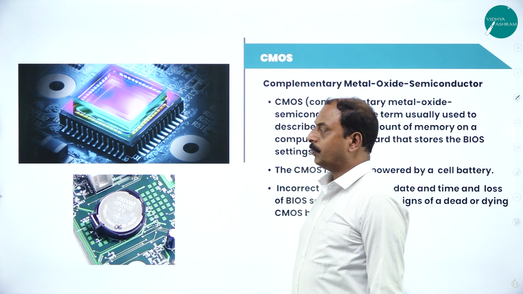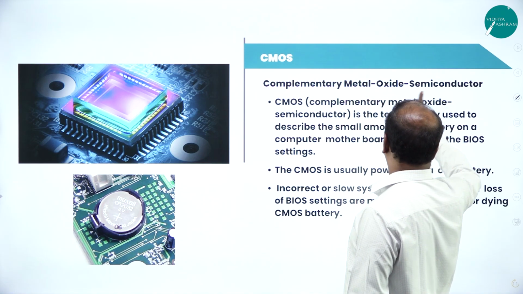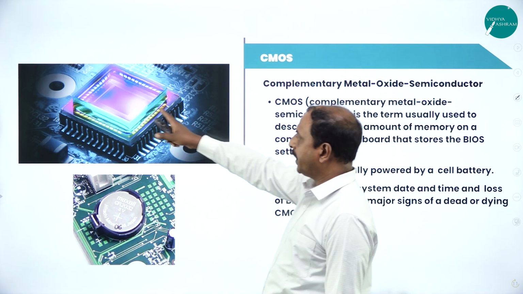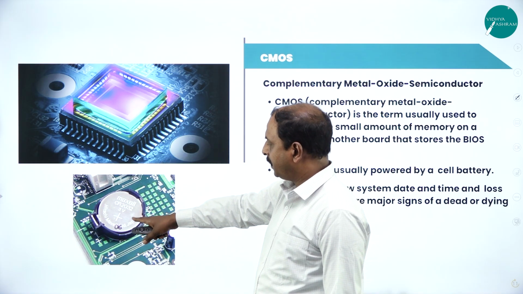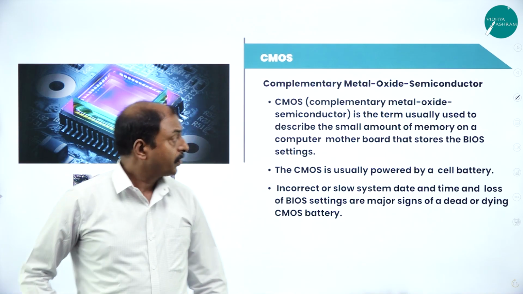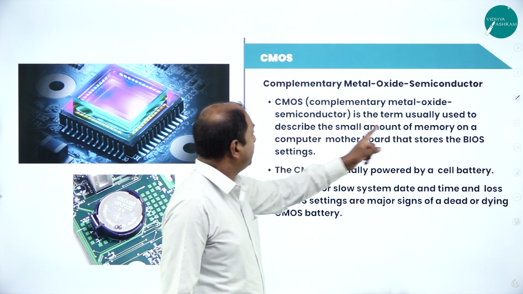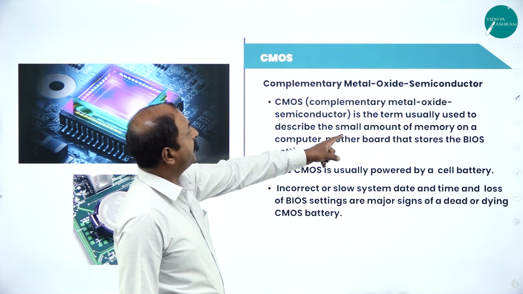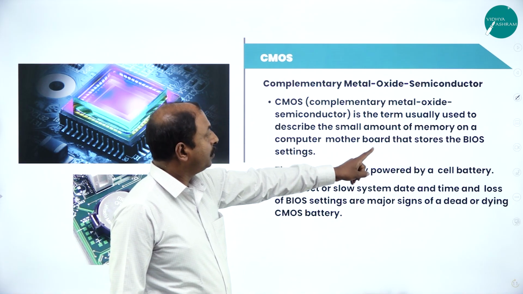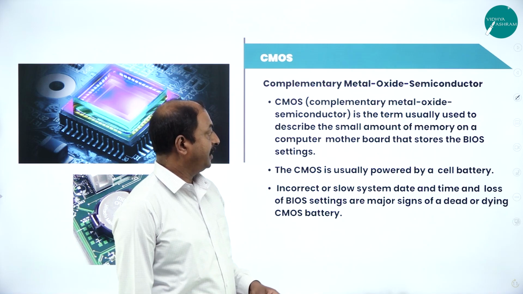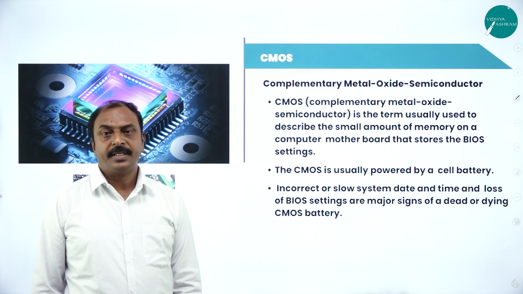CMOS is another component on the motherboard. It stands for complementary metal oxide semiconductor. You can see the diagram here. This is the CMOS chip, and it is supported with a lithium battery. And what is a CMOS here? It is complementary metal oxide semiconductor, and it describes a small amount of memory on a computer motherboard that stores the BIOS settings. CMOS also contains the information about your system date and time.